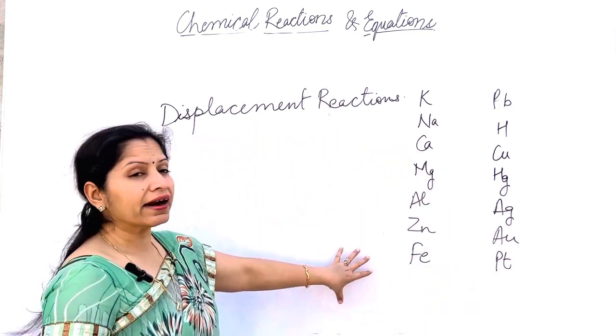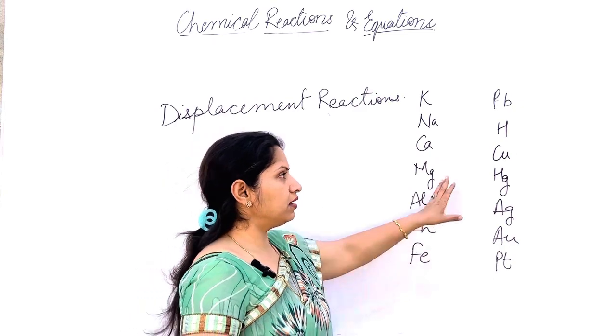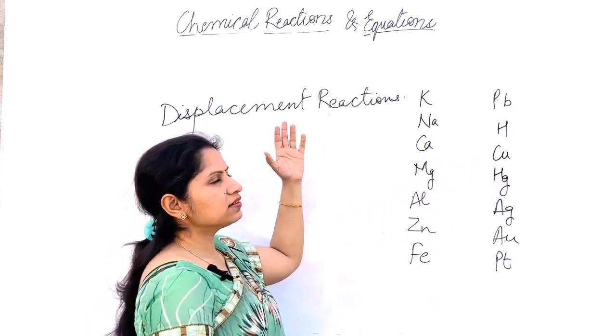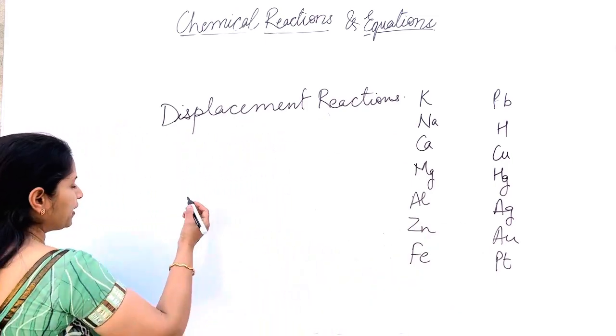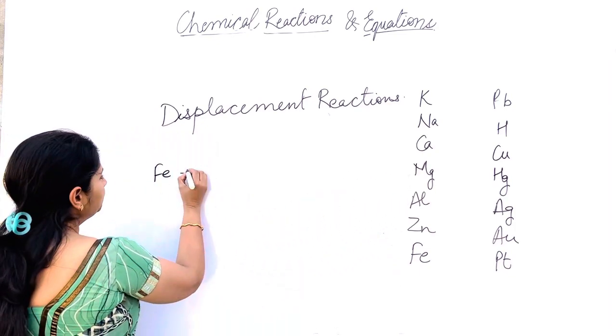So this is the reactivity series, and a more reactive element can displace a less reactive element from its salt solution, and that is the definition of displacement reactions. So one example we'll see. You can see iron is more reactive than copper.